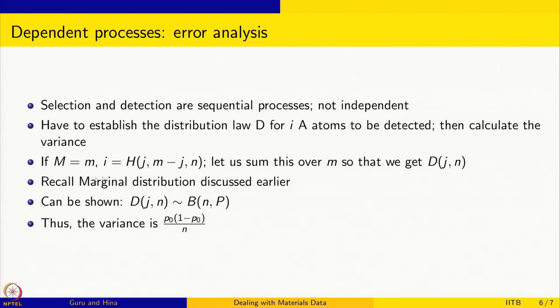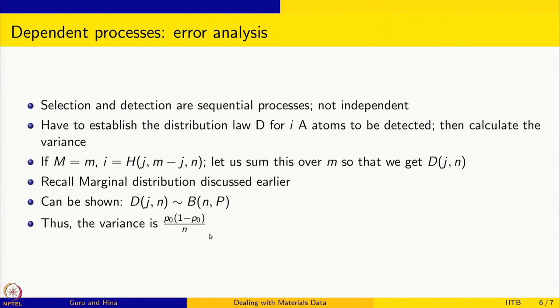This is the definition of the marginal distribution we discussed when we started these sessions on probability distributions. If you have a joint probability distribution, you can sum over one of the variables and what you get is a marginal distribution. That is the idea being used here. So, you sum and you get D in terms of J and N, and you can show that this goes as binomial, with n and p as parameters. Because of that, you can show that the variance is p naught into 1 minus p naught by n.